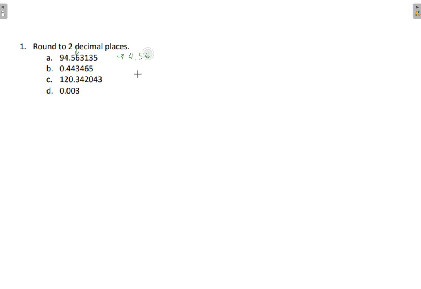94.56. Okay. In this case again, 3 is less than 5, 0.44. In this case, second decimal place, you have a 2 to the right, 120.34. And in this case, second decimal place is 0, 3 to the right is less than 5, so it doesn't increase by 1, 0.00.